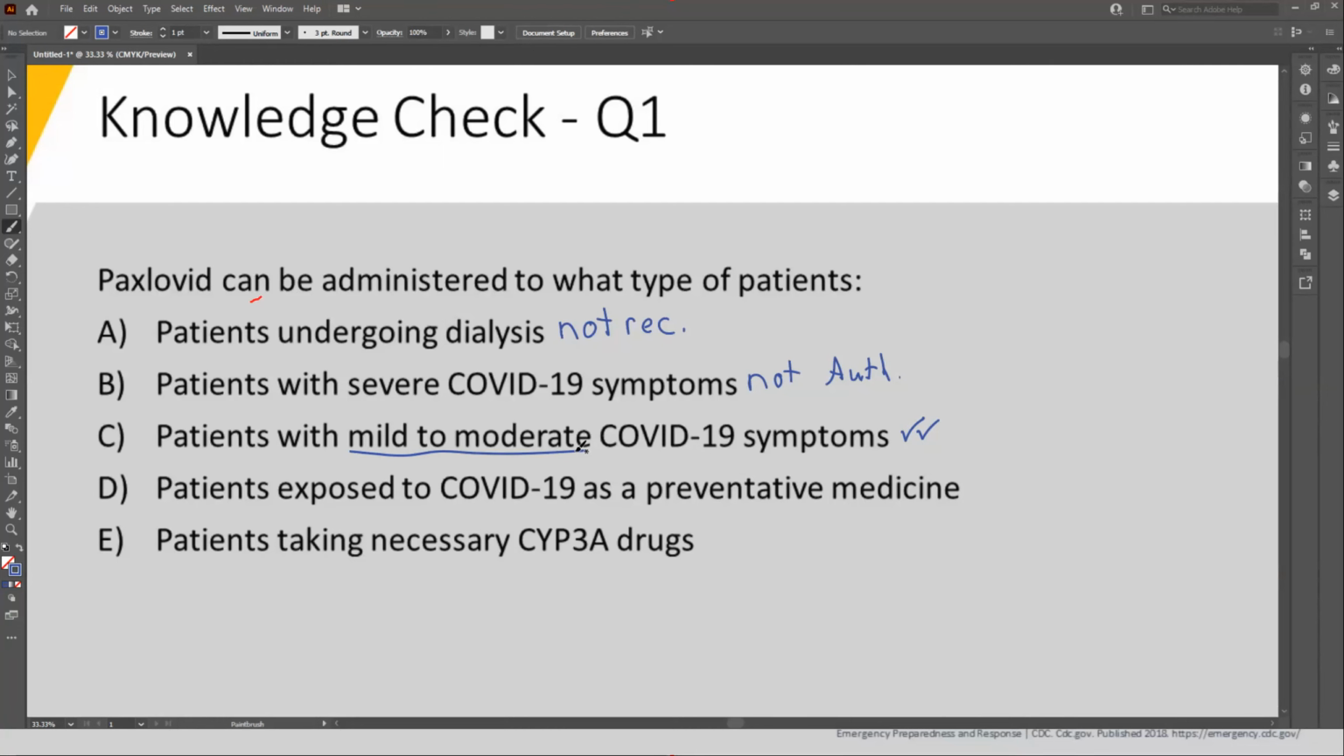Answer choice D, patients exposed to COVID-19 as a preventative measure. In this case, this is not recommended under the authorization. So it's not authorized, again, for these individuals. And then finally, for patients taking necessary CYP3A drugs, we also have a contraindication for its use with those medications. So again, answer choice C, Paxlovid can be utilized in patients with mild to moderate COVID-19 symptoms.